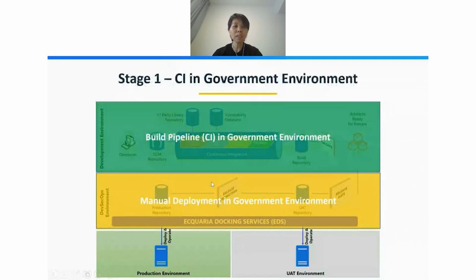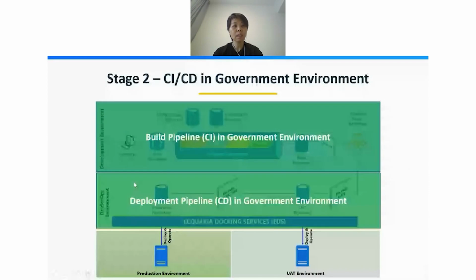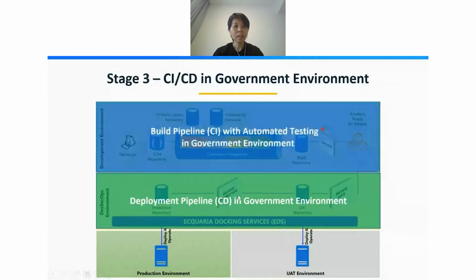Now, if we implement stage 1, it means we'll be implementing the build pipeline, which is the CI part, in the government environment, but our deployment will still be manual in the government environment. If we implement stage 2, we'll be implementing the deployment pipeline, which is the CD part, in the government environment. If we go further to implement stage 3, we are extending our CI pipeline with automated testing in the government environment.